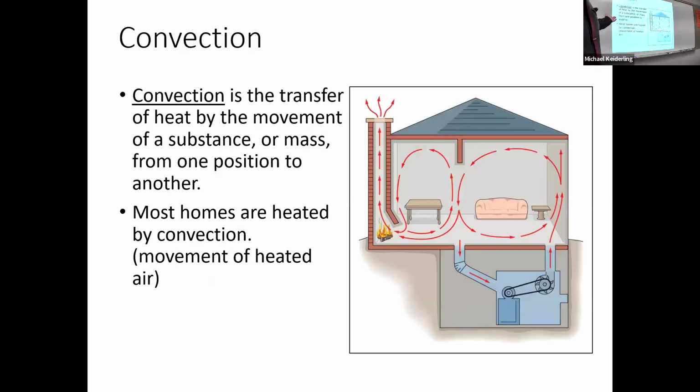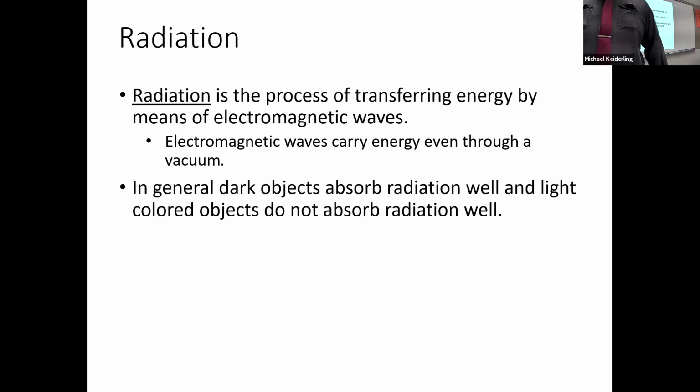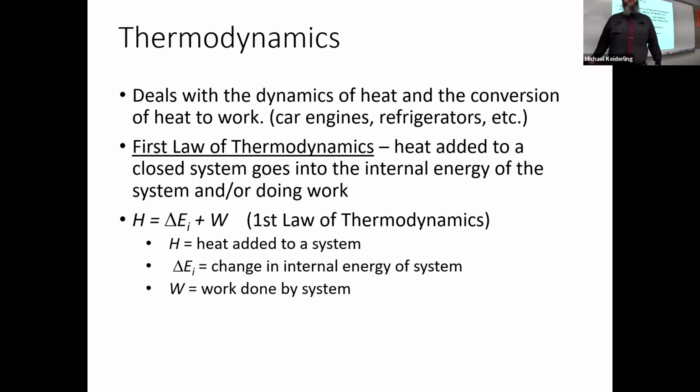Convection is the transfer of heat by the movement of a substance or mass from one position to another. Most homes are heated by convection, the movement of heated air. Radiation is the process of transferring energy by means of electromagnetic waves, and they can carry energy even through a vacuum. In general, dark objects absorb radiation well, and light-colored objects do not absorb radiation well, they reflect it.